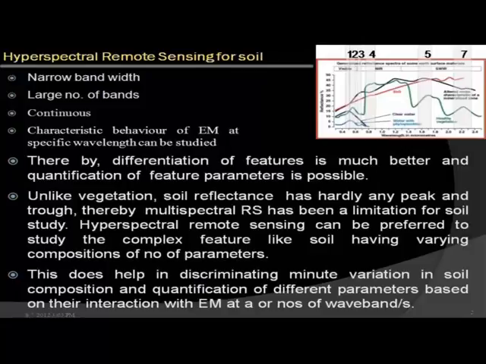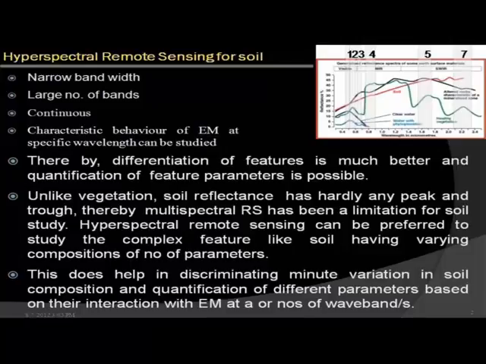As per the definition told to you by many speakers, there are three criteria which meet the requirement of hyperspectral remote sensing. The first one is narrow bandwidth. It should be less than or equal to 10 nanometer, a large number of bands, and continuous. So you may have, say, 60 bands and they should be continuous, and the bandwidth may be less than or equal to 10 nanometer.